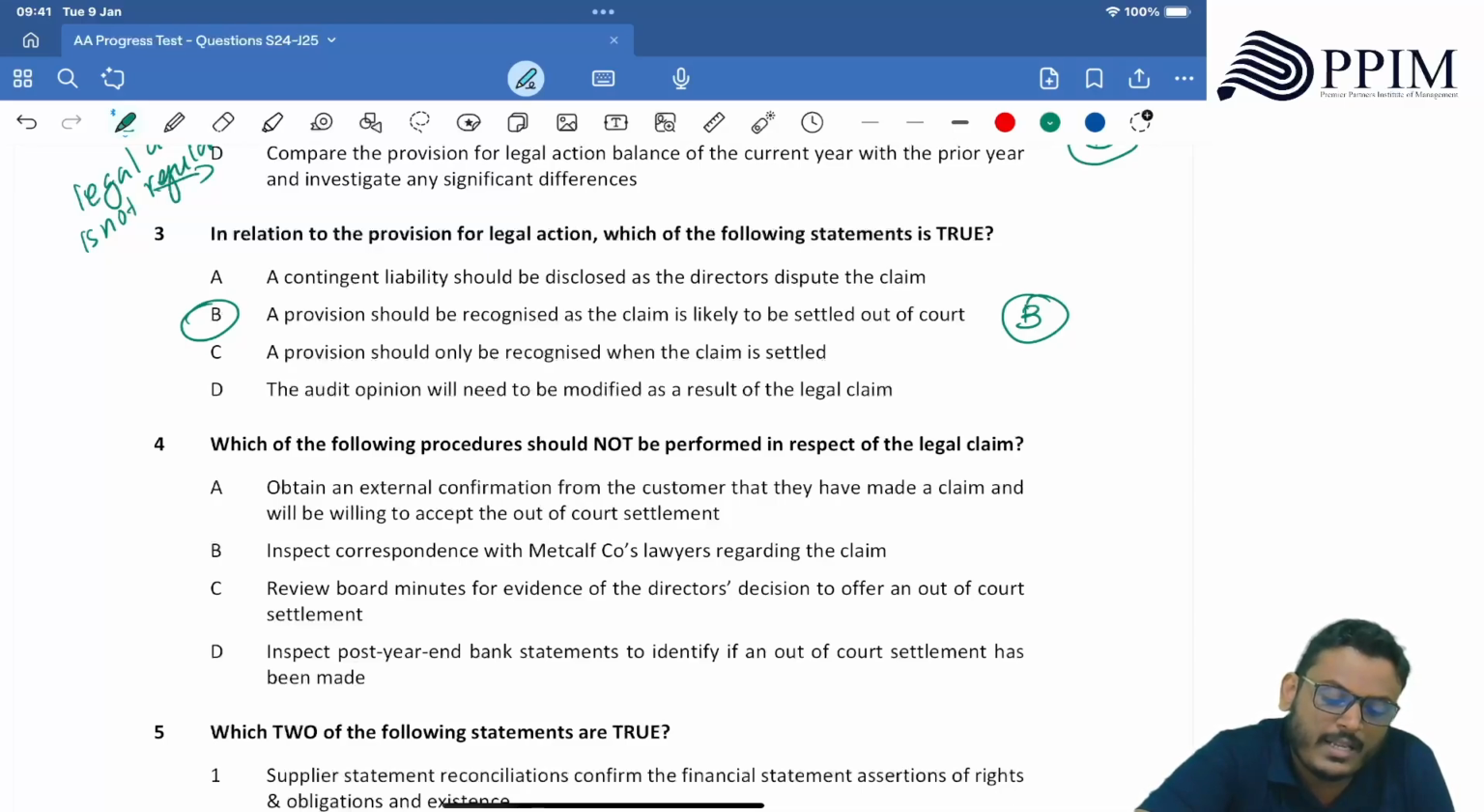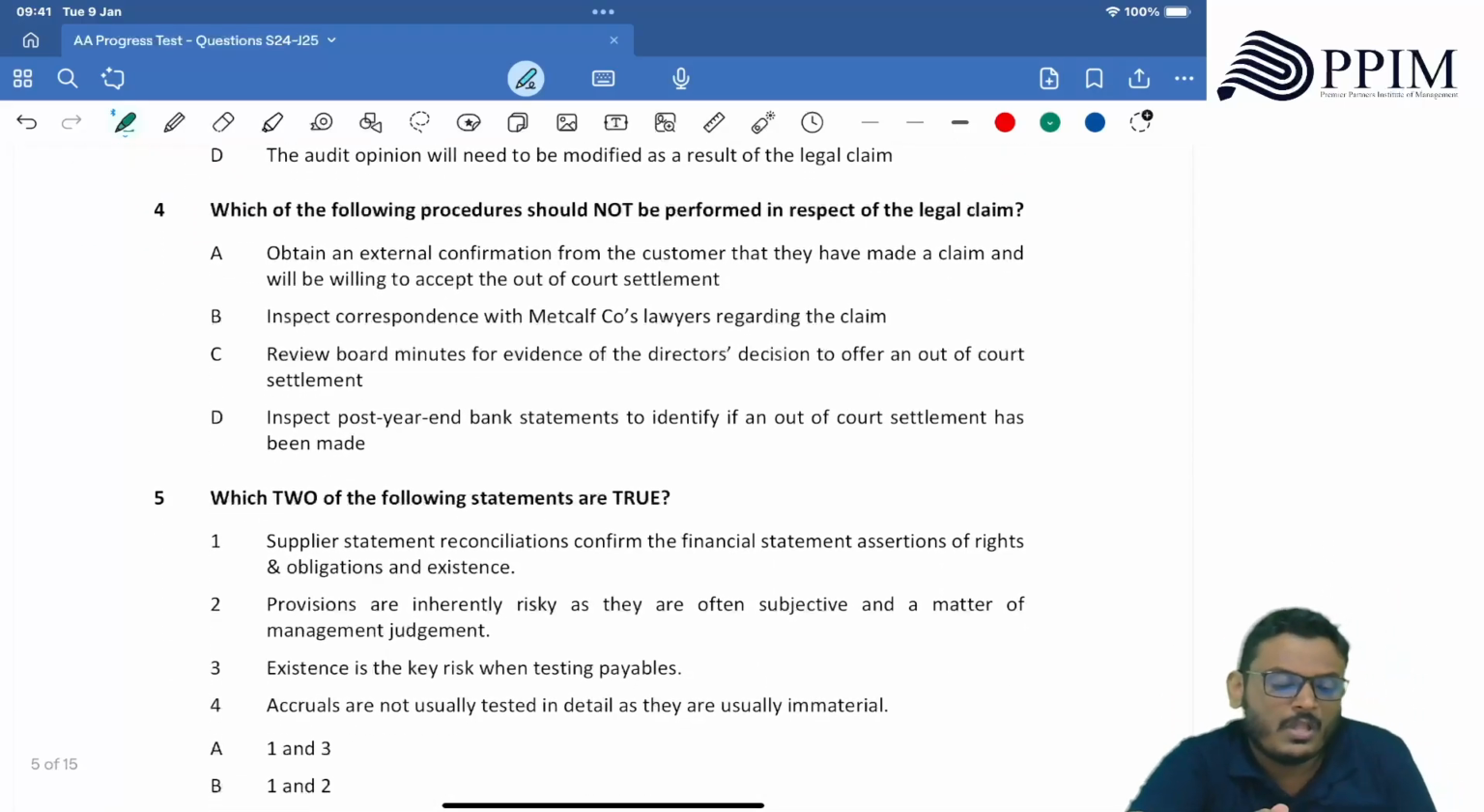Provision should be recognized when the claim is settled, no, when the claim is made. Because provision is recognized when that particular obligation exists, not at the time of the payment. Fourth one, audit opinion will be modified. No, correct answer is B.